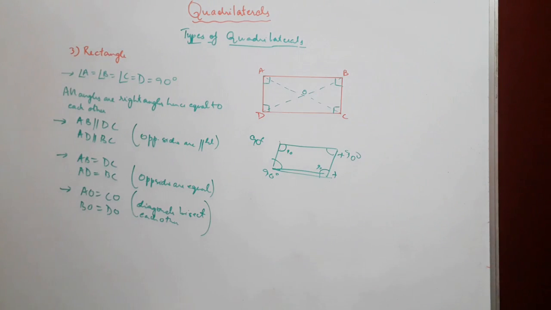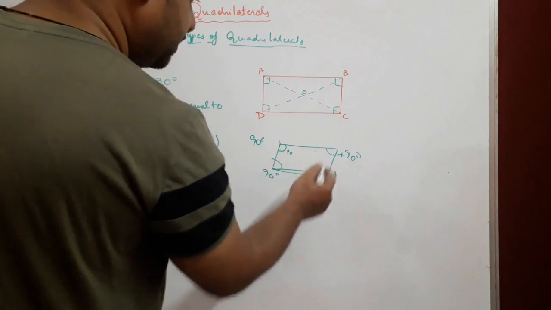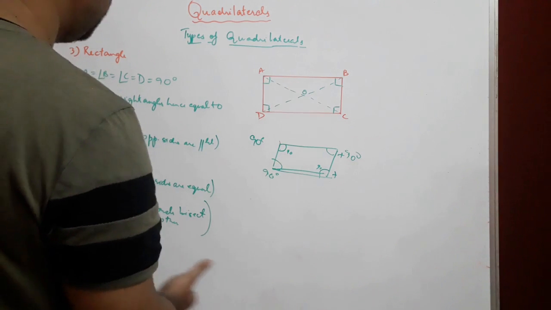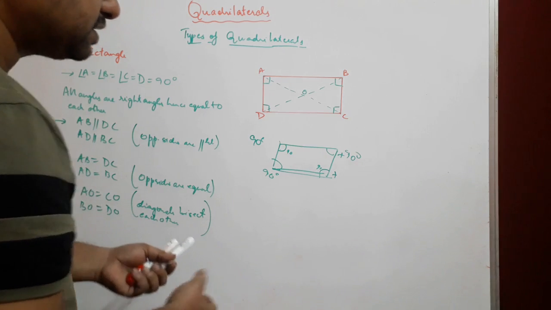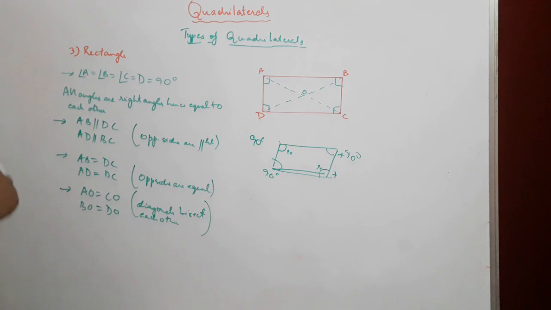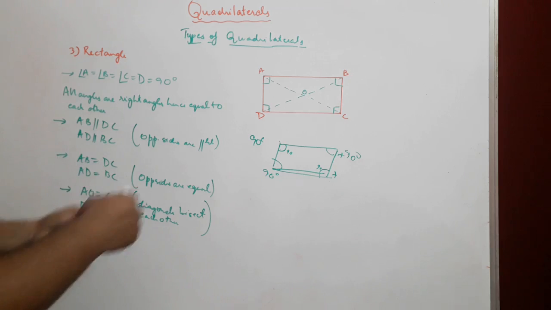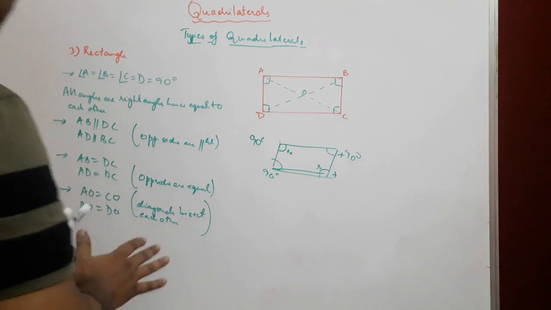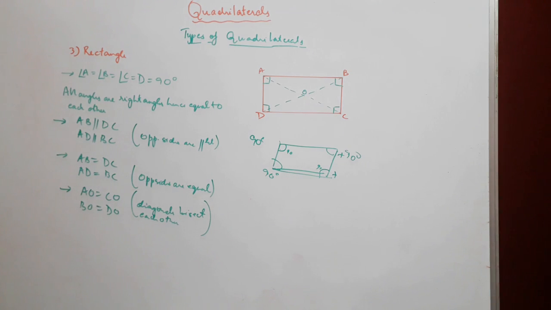A rectangle. But remember, all parallelograms are not rectangles, because we have parallelograms with different angles. Some will be acute, some will be obtuse. So the bottom line is this: all rectangles may be parallelograms, but a parallelogram need not be a rectangle. I hope you have understood this concept. Let's move to the next one.